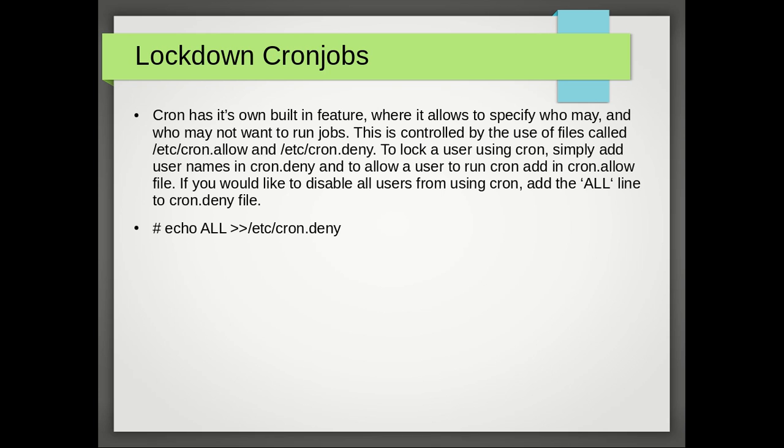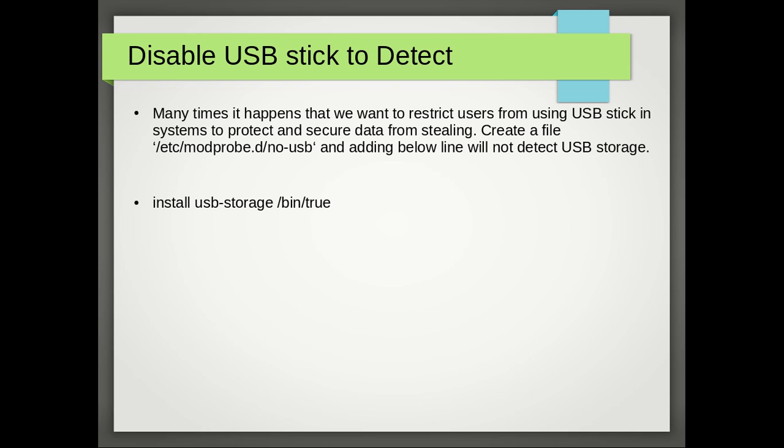Next is disabling USB stick detection, which is a physical system security measure. Many times we want to restrict the user from using a USB stick in the system to protect and secure data from theft. Create a file in the /etc/modprobe.d directory named no-usb, and adding the below line will not detect USB storage. The command is install usb-storage /bin/true.